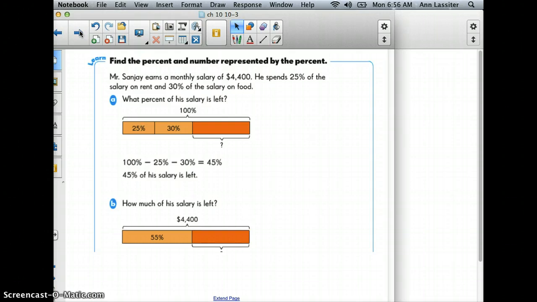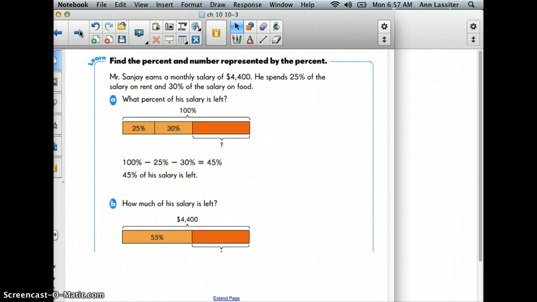So if you look at the whole bar as all of his salary, 100%, and then mark off a section with 25% for rent and 30% for food, then you could see that you subtract the 25 and 30% from 100%, and that is the remaining amount, 45%. So then the second part of the question would be, how much money is that? How much money does he have left to spend? Well, it should be about half, because 45% is pretty close to half. So we're going to look at the second bar where 55% represents the food and the rent, and then the 45% remaining.